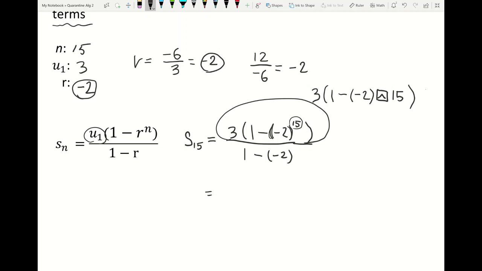And you will get 98,307. And then the denominator 1 minus negative 2. In this case, this negative and negative become positive. You can do that because there's no exponent on the negative 2. And that's going to be 3. Okay. So all you do, 98,307 divided by 3. You get 32,769.